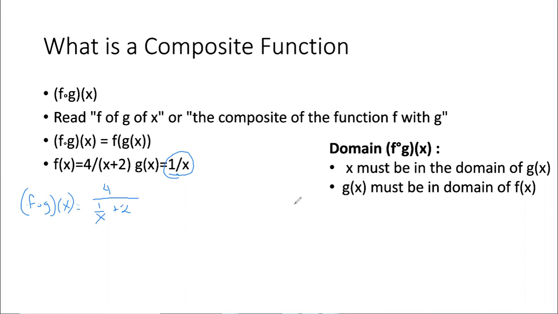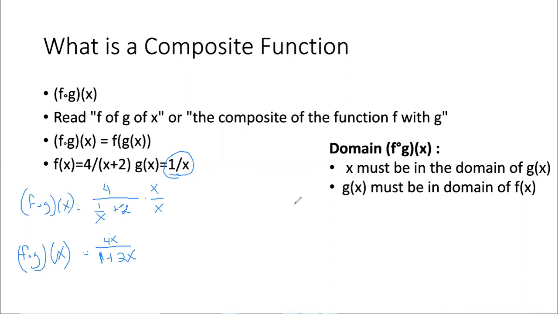Okay? So now, we don't like having quotients inside of quotients. This is the immediate substitution, but let's go ahead and multiply our numerator and our denominator by x so that we don't have quotients within quotients. And when we do that, we get 4x divided by 1 plus 2x. This is our composite, f composite g of x. And that's what we're doing when we do a composite function.